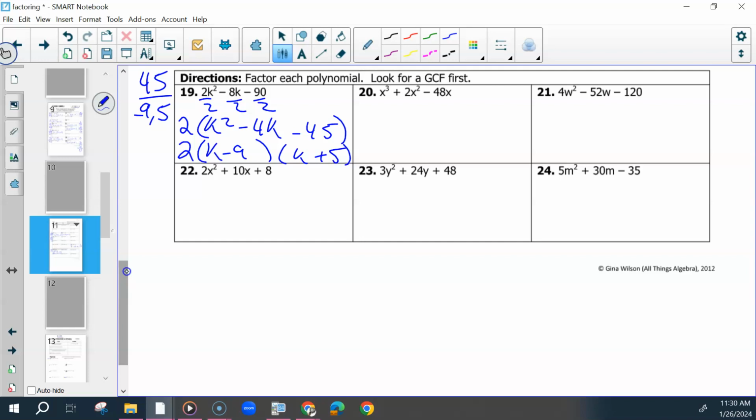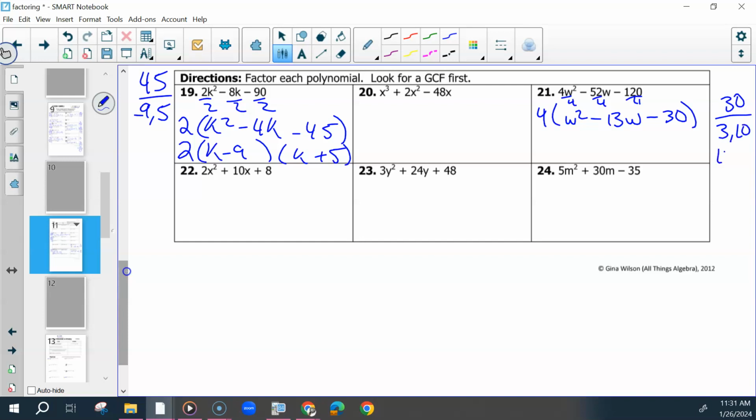Whatever comes first is going to be your GCF. So see if we can divide 52 and 120 by 4. Yeah, so that would make 4 our GCF. And if we divide that by 4, we have w squared minus 13w minus 30. Then we can look and see factors of 30. 3 and 10, 15 and 2.